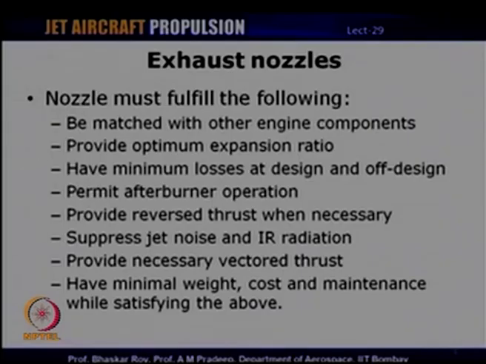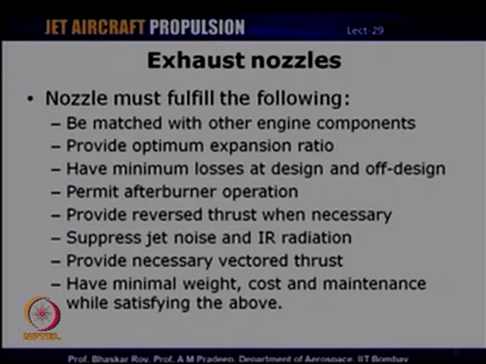The nozzle must lead to minimal losses, both at design as well as off-design conditions. Nozzle geometry must permit afterburner operation, and this is where the variable geometry comes into the picture: if an engine really has an afterburner being used, the nozzle geometry must be variable so that it can permit the afterburner operation. There are other functions which I have very briefly discussed and we will discuss in detail a little later. A nozzle must also provide reverse thrust when necessary, especially when an aircraft is landing. Reverse thrust would be required.